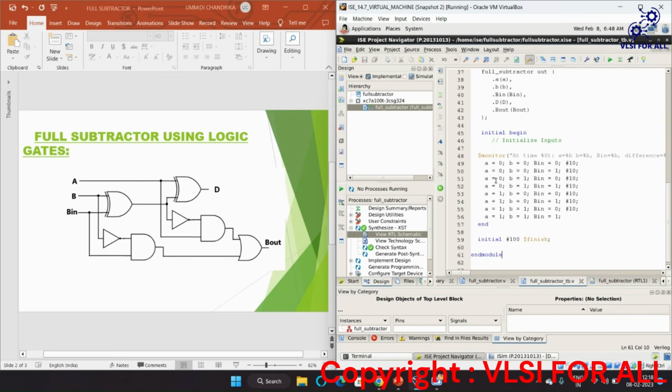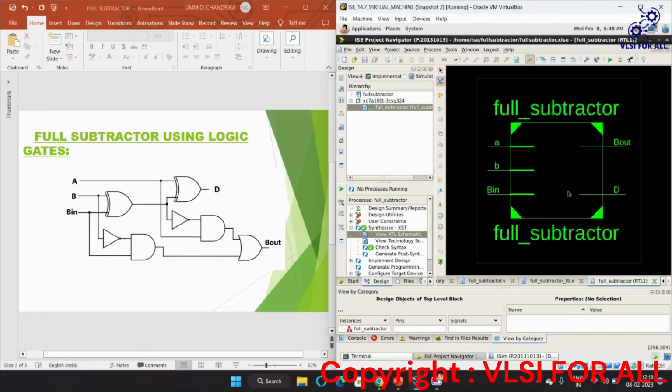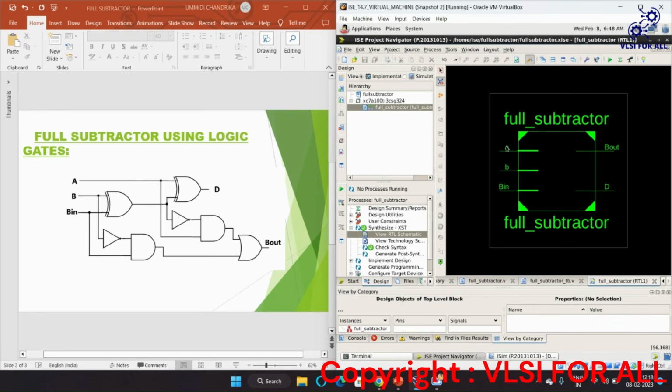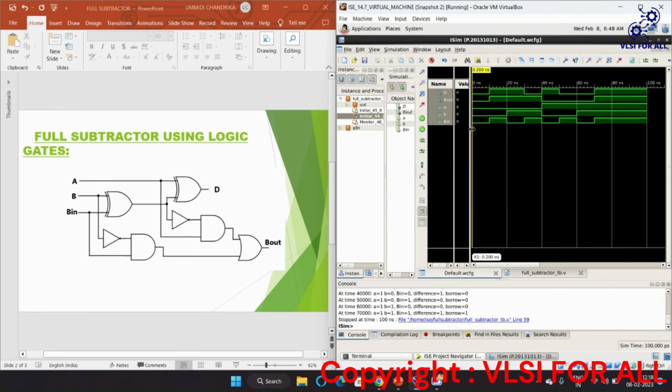See now, let us see the RTL part. This is the RTL schematic we have obtained for the full subtractor. These are the inputs and these are the outputs. Now let us see the simulation waveform.